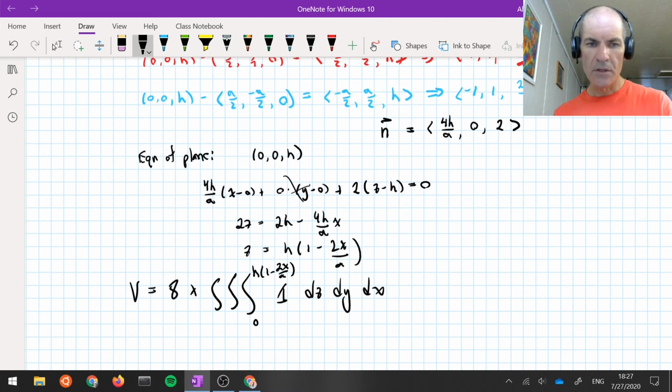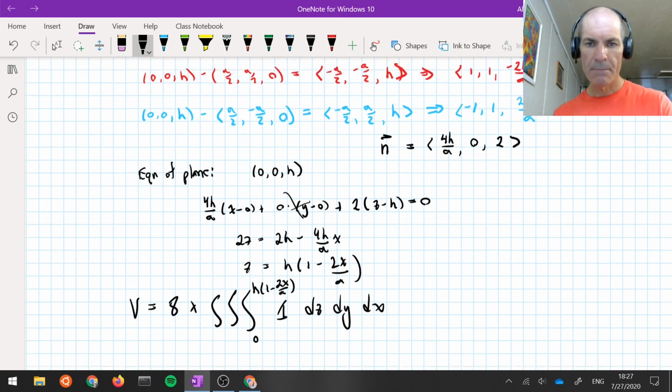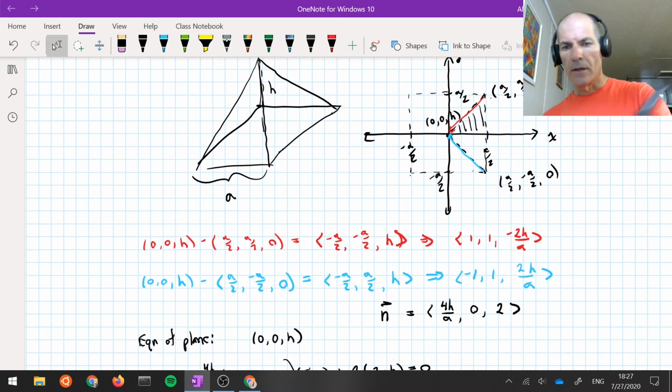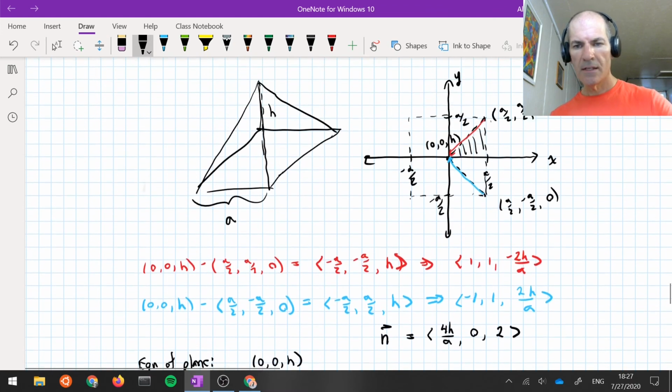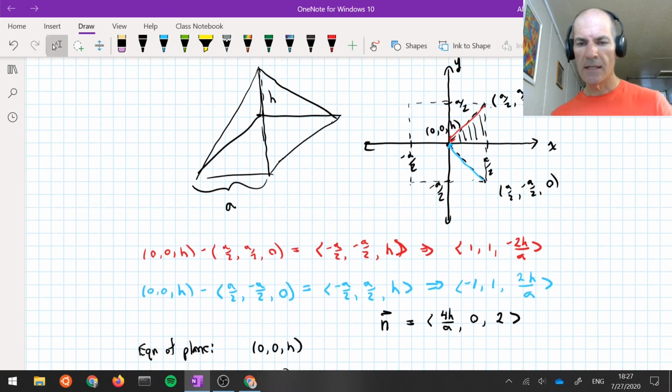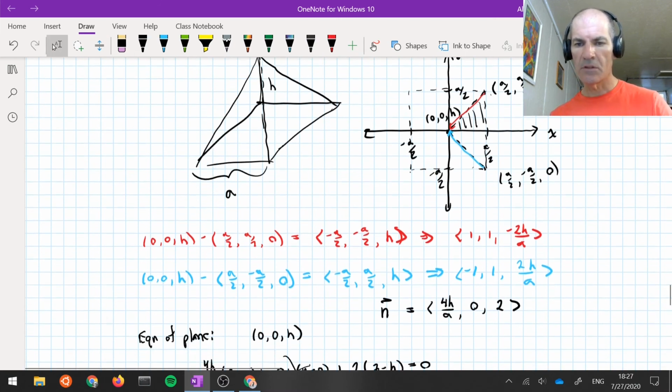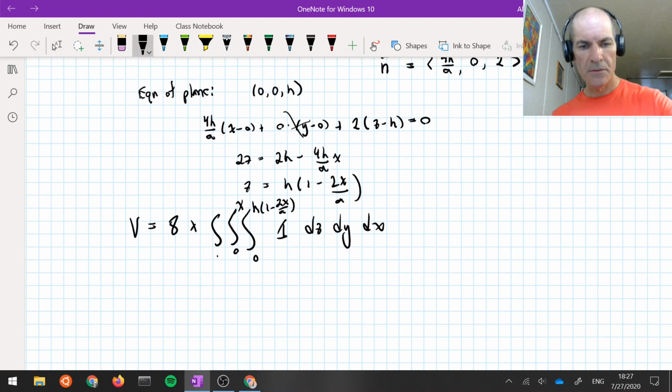Y is going to go from, well, y, parallel to the y-axis, we start down here at y equals 0, and we end up on the line y equals x, so we're going 0 to x. And last, take that, squash it down onto the x-axis, and the limits there are going to be 0 to a over 2.